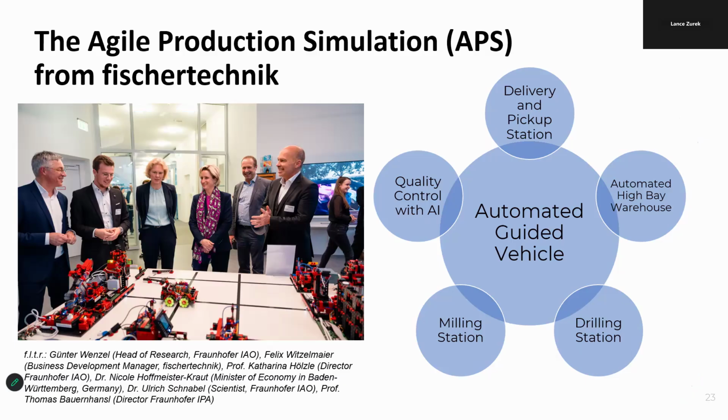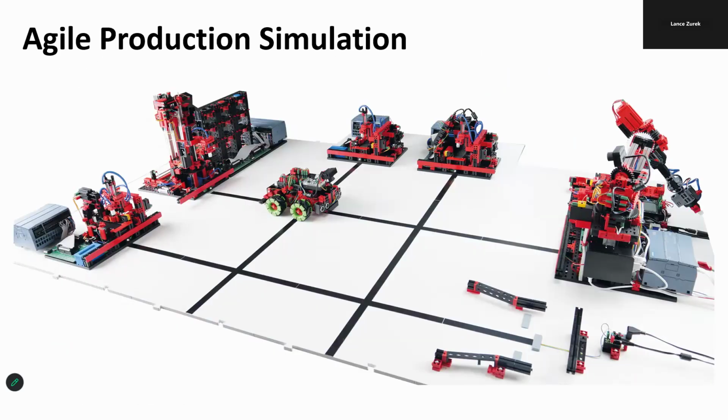And this is why fischertechnik created the new Agile Production Simulation. This model is again the latest version of the fischertechnik factory model, but this time not only incorporating IoT and state-of-the-art manufacturing processes, but also AI. And it also includes a digital learning platform. Now, here's a picture just so you can see a quick look at what the full factory looks like.